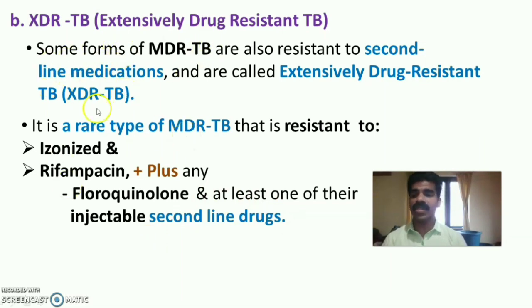So extensively drug resistant TB is a rare type of MDR-TB, in which the bacteria is resistant to both the first line drugs such as isoniazid and rifampicin, and in addition they are resistant to any fluoroquinolone and at least one of the injectable second line drugs. That means in addition to resistance to isoniazid and rifampicin, it is also resistant to fluoroquinolone and at least one of the injectable second line drugs. This is about XDR-TB or extensively drug resistant TB.